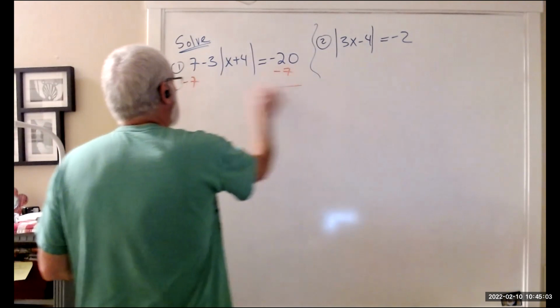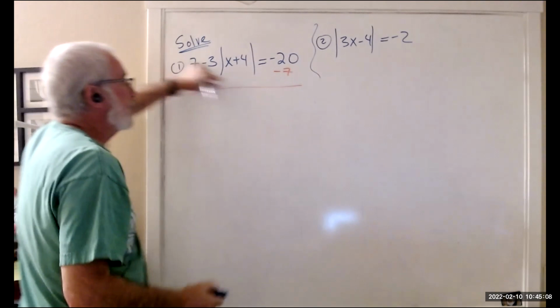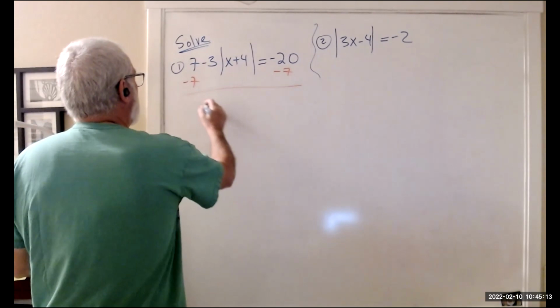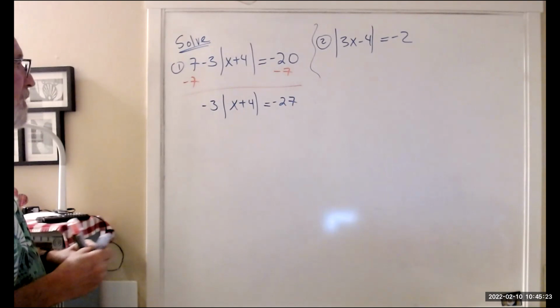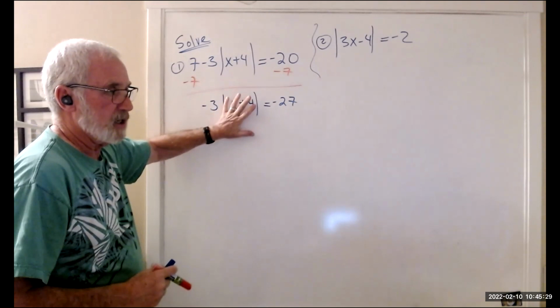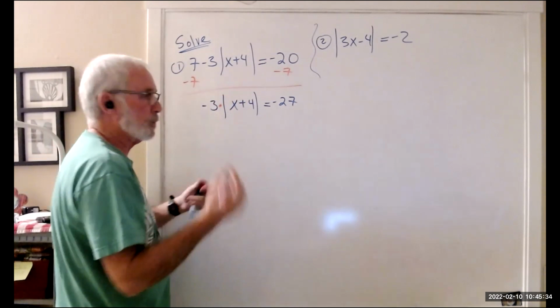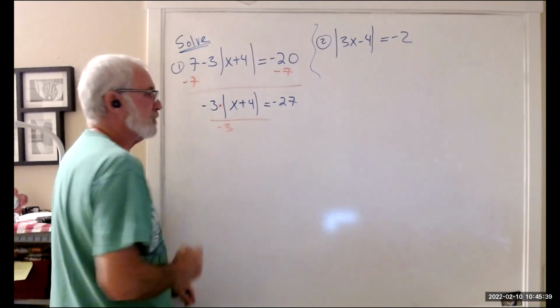Okay, these cancel out, they're gone. This was for balance, remember that, gotta keep your equation balanced. So we end up with here, -3 absolute value x plus 4 equals -27. Okay, now again, isolate the absolute value quantity. Because when you have the -3 here, remember it's implied to be multiplication. So the only thing that cancels out multiplication is division by -3.